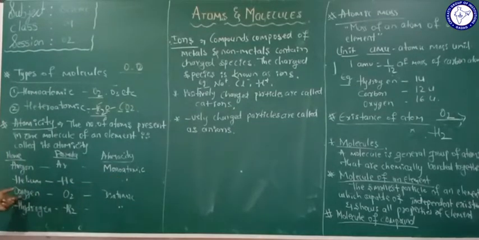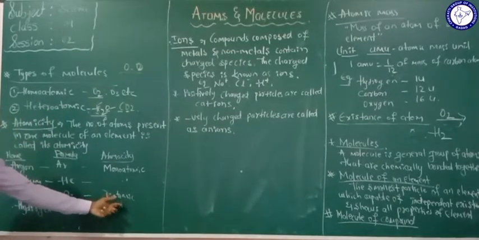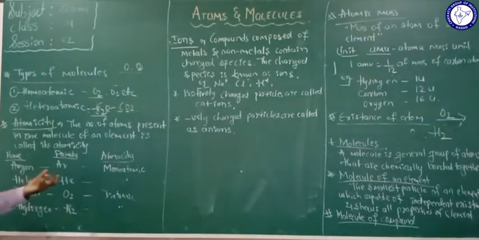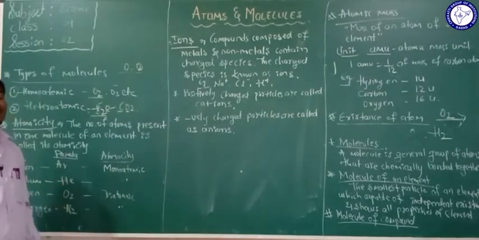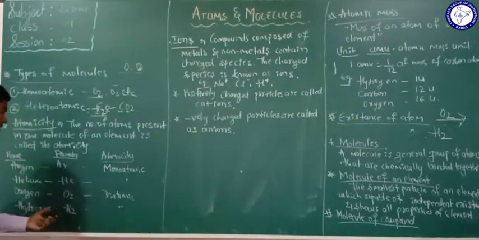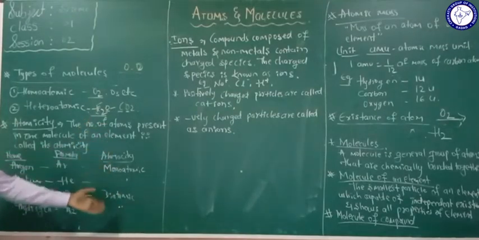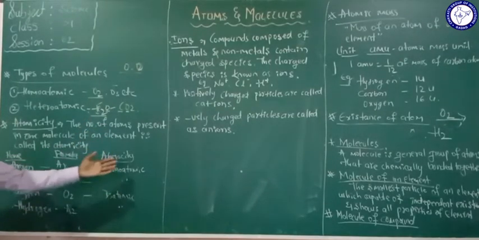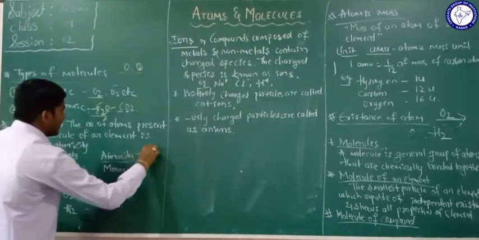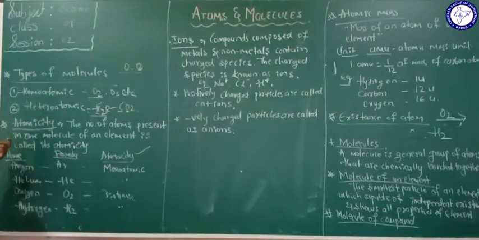And oxygen: the oxygen molecule contains two atoms of oxygen, therefore it is diatomic. And hydrogen also: the molecule of hydrogen has two atoms of hydrogen, therefore it is also diatomic. So what are monoatomic and diatomic? It is nothing but the atomicity of an element, the number of atoms present in one molecule of an element.